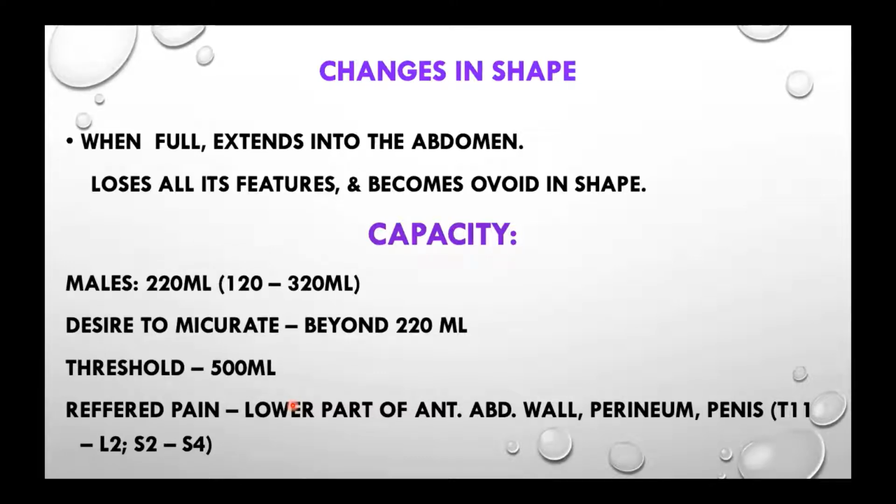The capacity of the urinary bladder in males is around 120 to 320 ml, and when it reaches 220 ml, the desire for micturition will begin. The maximum threshold is said to be around 500 ml. The referred pain when the bladder is full is felt in the lower part of the anterior abdominal wall, as well as the perineum, and also in the penis.